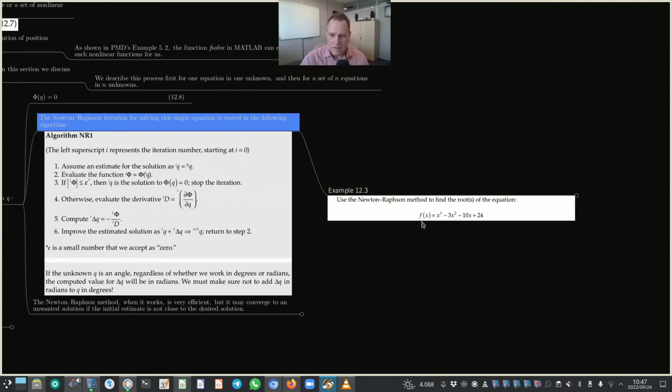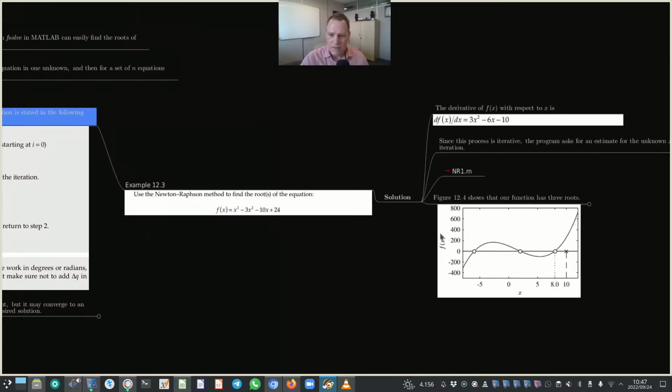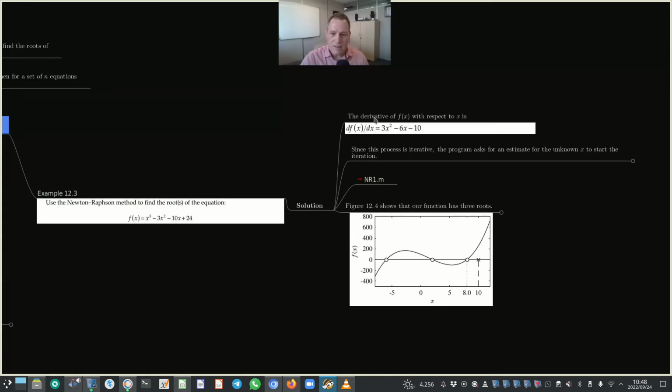Okay, so you can clearly see that this equation is nonlinear. There's a cubic term, a quadratic term, a linear term, plus a constant. And that's f as a function of x. So what does the solution look like? Firstly, let's just consider the derivative of f(x) with respect to x, and that's given by this equation here, 3x squared minus 6x minus 10. Now, since the Newton-Raphson process is iterative, the program will ask for an estimate for the unknown x to start the iteration.